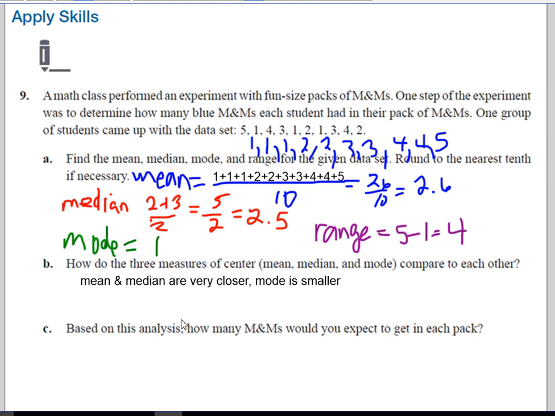And then it says, based on this analysis, how many M&Ms would you expect to get in each pack? If we're looking at the blue M&Ms, the mode is 1. But since the mean and the median are both in the 2s, I would expect to get 2. Even though the mode is only 1, because the mean and the median are a little bit higher, I would go with the 2.